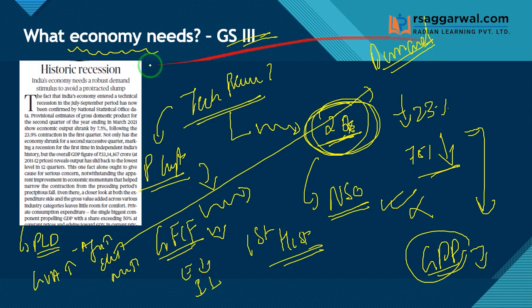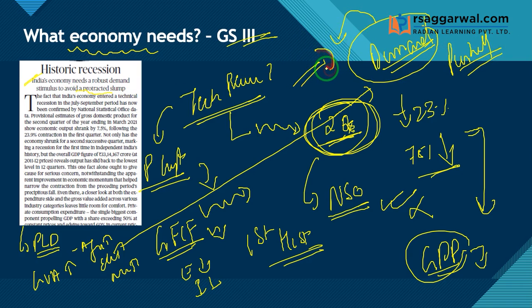Now the most important thing here: India's economy needs a robust demand stimulus to avoid a protracted slump. If demand in the economy is given a stimulus, then our economy will not slump and it will go ahead in the proper manner. Now how do you push demand? You have to rationalize the schemes, or the stimulus package that you are going forward with. More than providing credit, you have to provide fiscal stimulus or monetary stimulus to the people of the country.